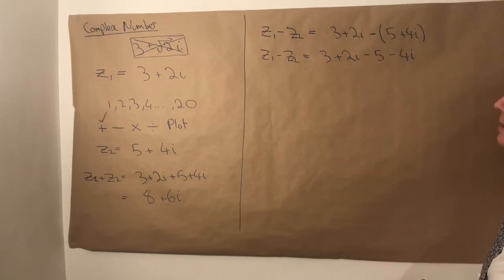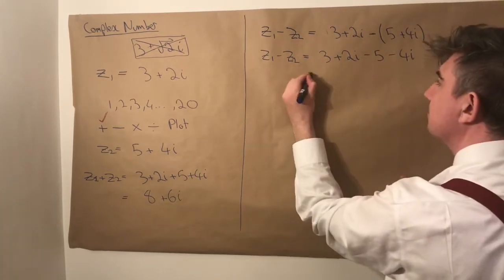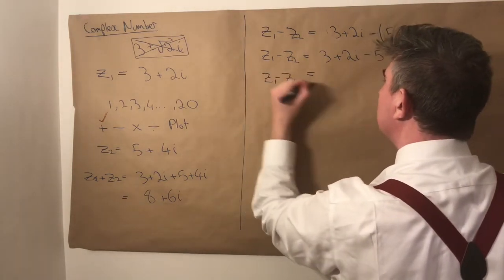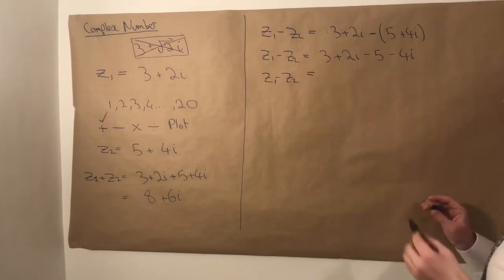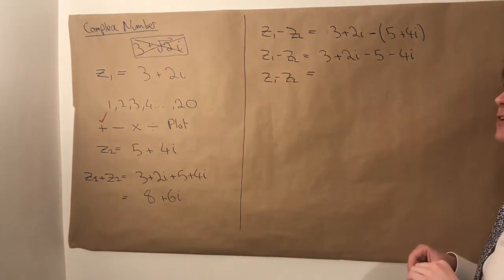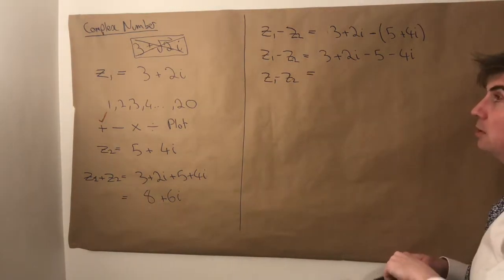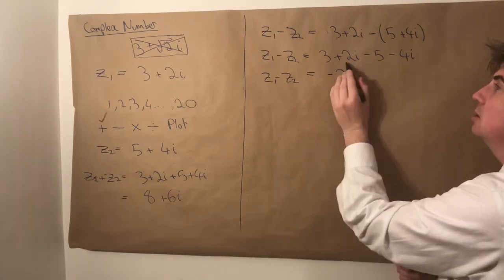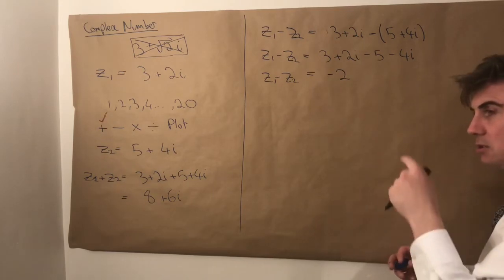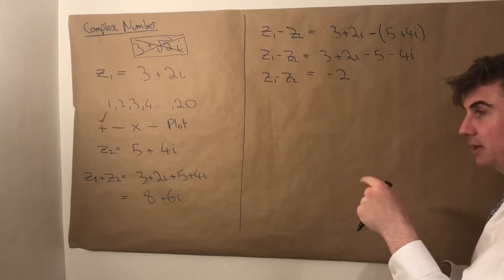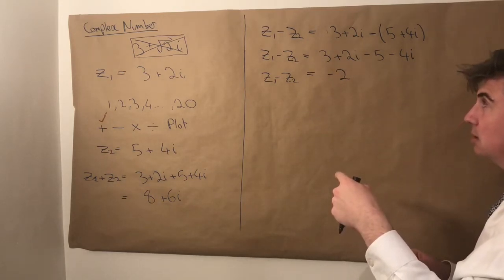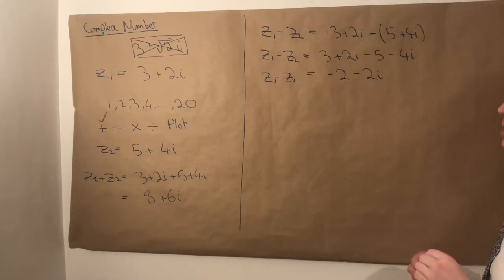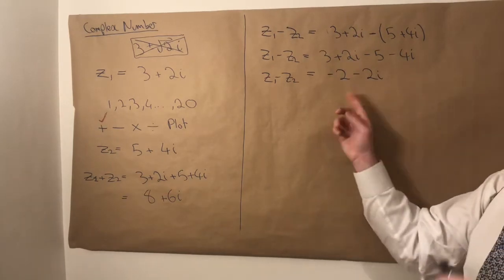So that's going to give us, now, Z1 minus Z2 will equal 3 take away 5. Well, 3 take away 5. So I'm at 3, I jump back 5. It's going to give me minus 2. 2i take away 4i. I'm at 2i. I take away 4i. If I take away 2, I get to 0. That's going to be minus 2i. Ooh. Okay, so probably a bad teaching example, but anyway, it happened.